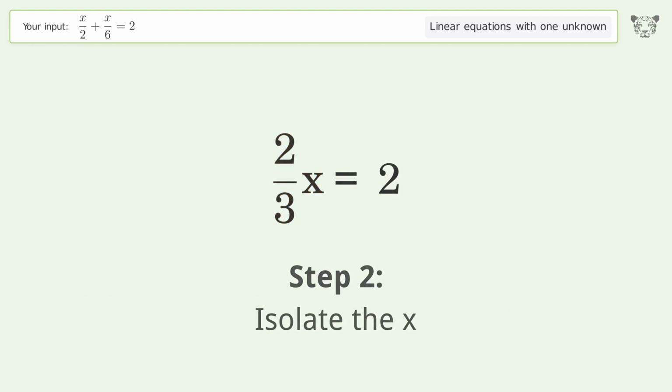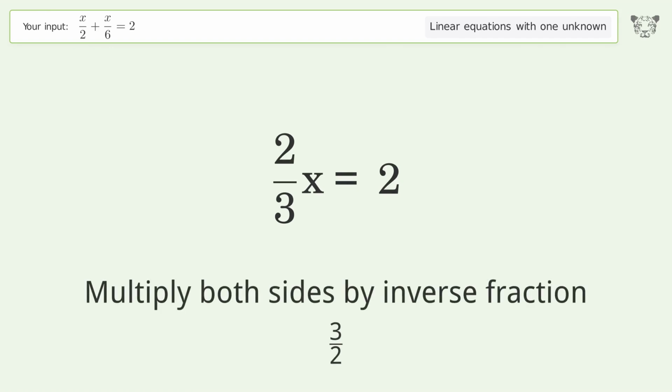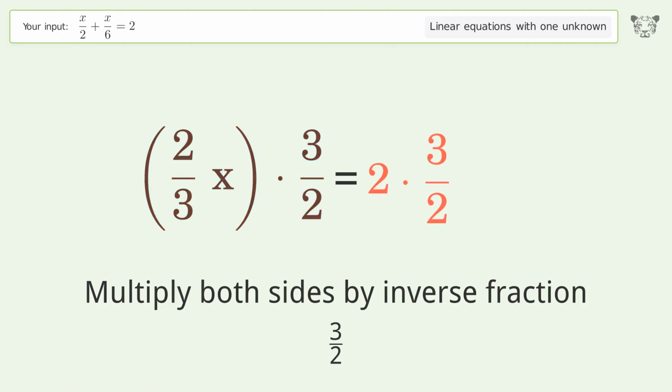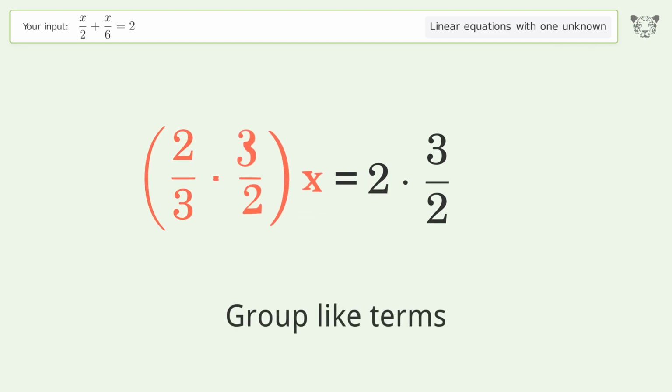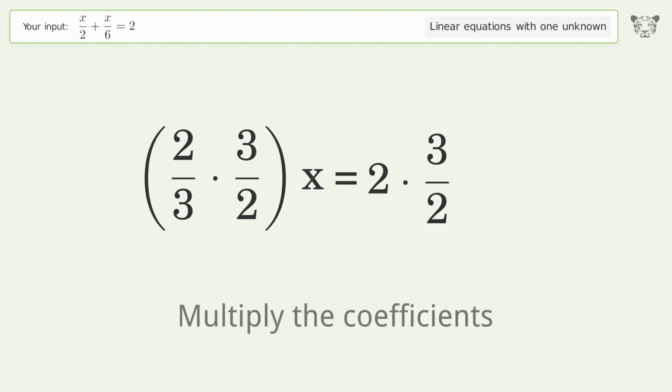Isolate the x. Multiply both sides by inverse fraction 3/2. Group like terms. Multiply the coefficients.